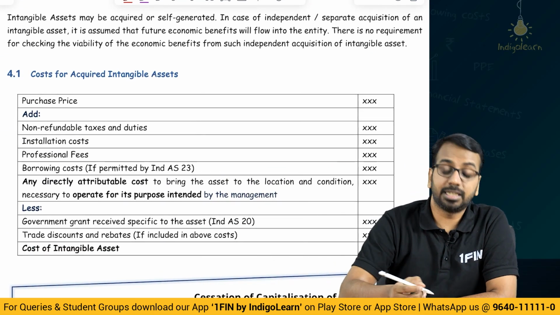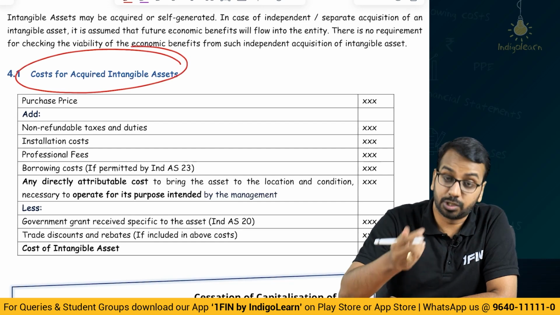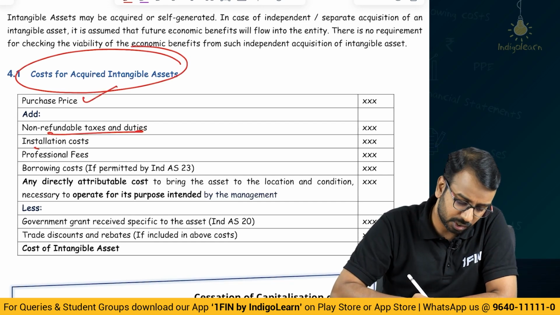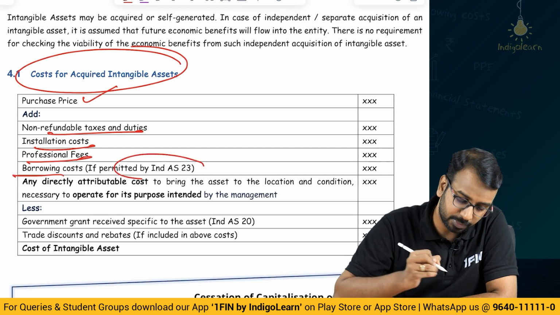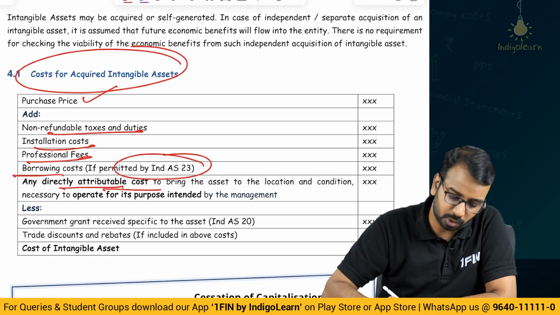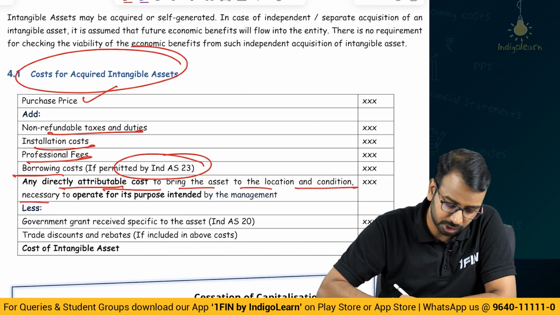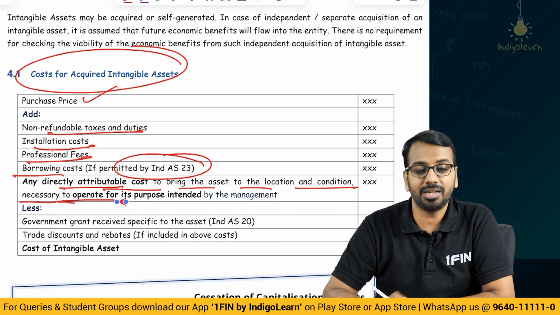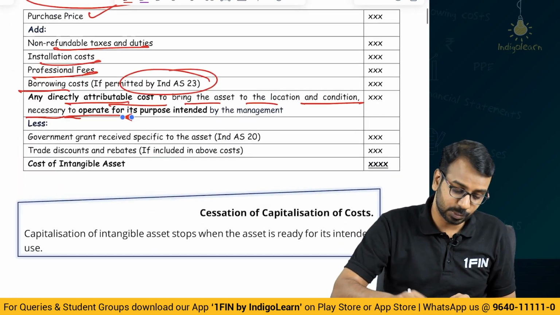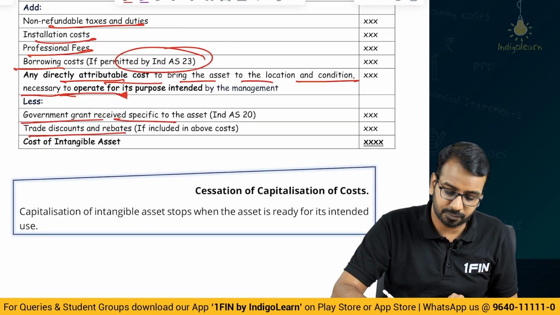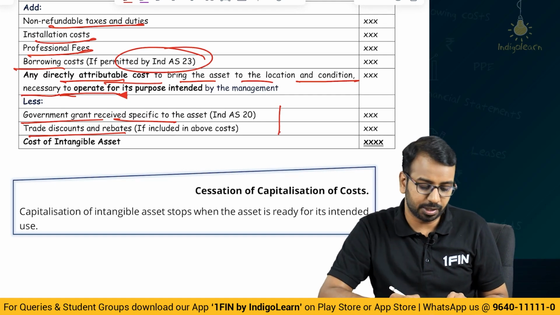Then how do we measure the intangible asset? The cost of the intangible asset which is purchased is your purchase price, same like IndAS 16. Non-refundable taxes, installation cost, professional fees, borrowing cost if permitted by IndAS 23, very unlikely. Then any other directly attributable cost to bring the asset to the location and condition necessary to operate for its purpose intended by the management. So decommissioning, there is nothing called decommissioning in intangible assets. Then government grant received and any other trade discounts, if it is related to the intangible asset, you will reduce.